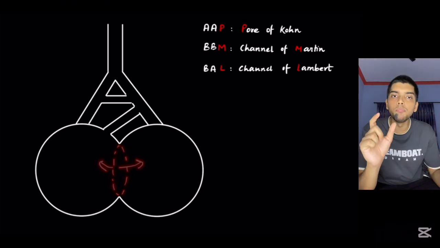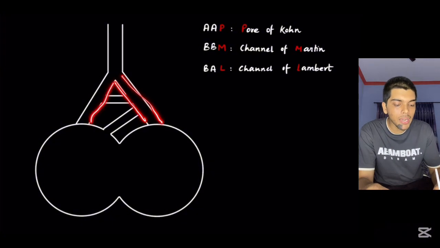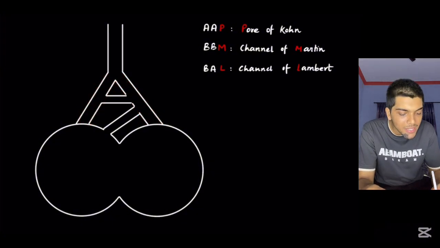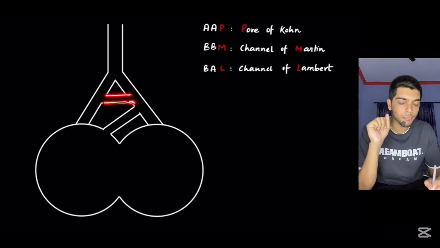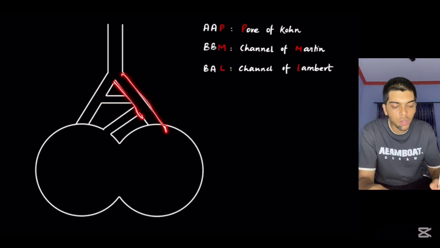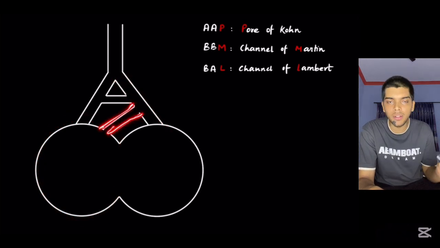This is called the pore of Kohn. One bronchiole communicates with another bronchiole with the help of a channel connecting them. This is called the channel of Martin. One bronchiole communicates with an alveoli with the help of a channel as well. This is called the channel of Lambert. So there are three.